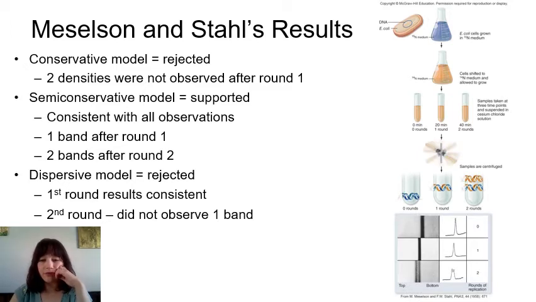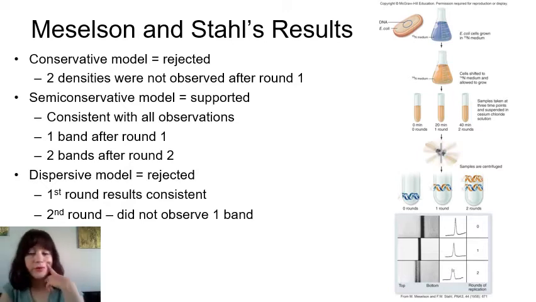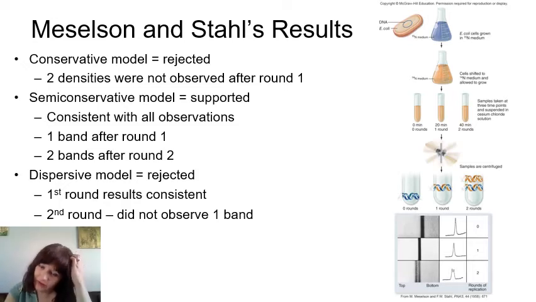Then after one round of DNA replication, they found a band that was intermediate, right? So this could indicate either the semi-conservative model or the dispersive model, right? Because they could both show the same results. However, once the DNA had a chance to duplicate a second time, they found that they had two bands. They had an intermediate band, as they saw before, but also a band that was even lighter, right?